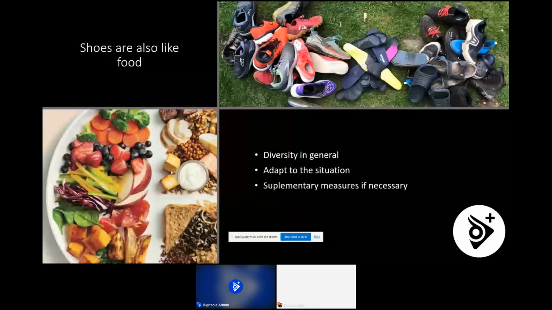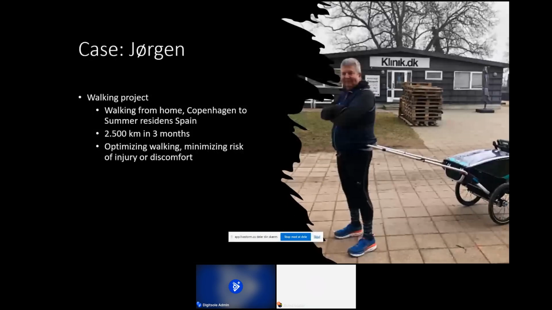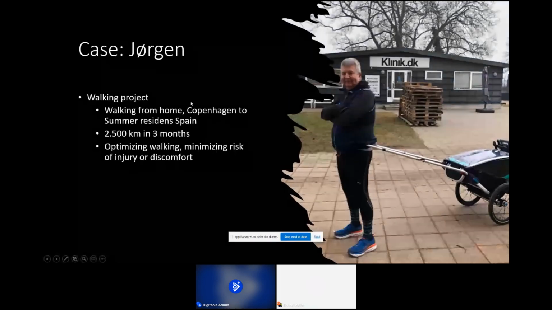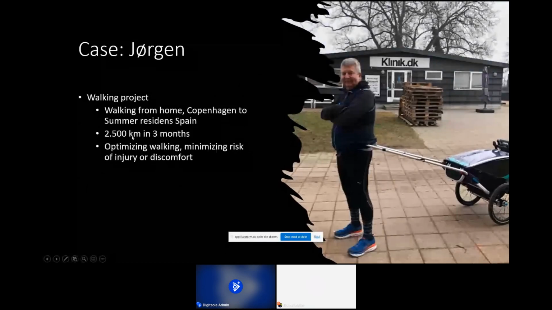So in the last part here, I'll go through 3 cases where I used the Digital Pro to specifically help with both the case, but also in relation to the shoe selection. So this is Jørgen. He had a walking project. He sold his company, and then he had to use his time for something. So he chose to go from Copenhagen to his summer residence in Spain. That was 2,500 kilometers on foot in 3 months.